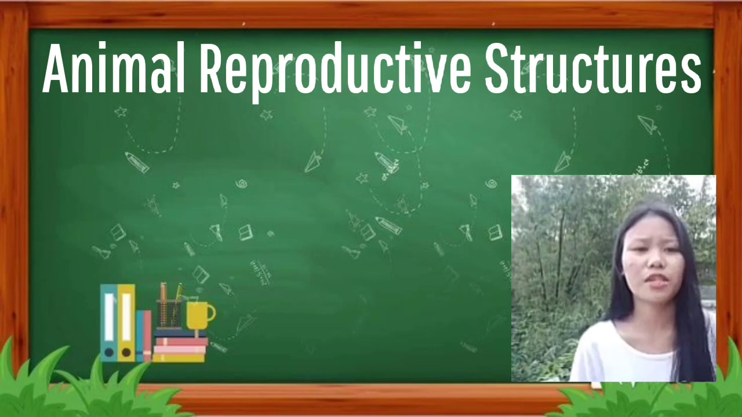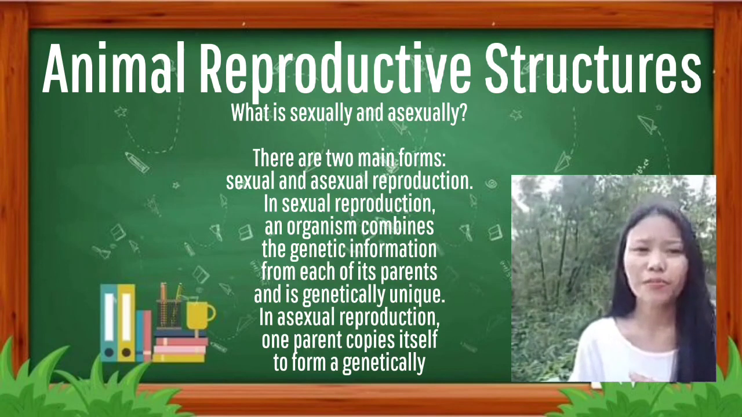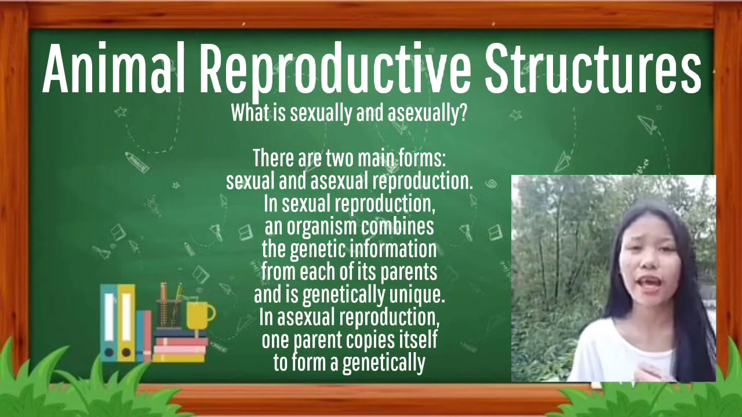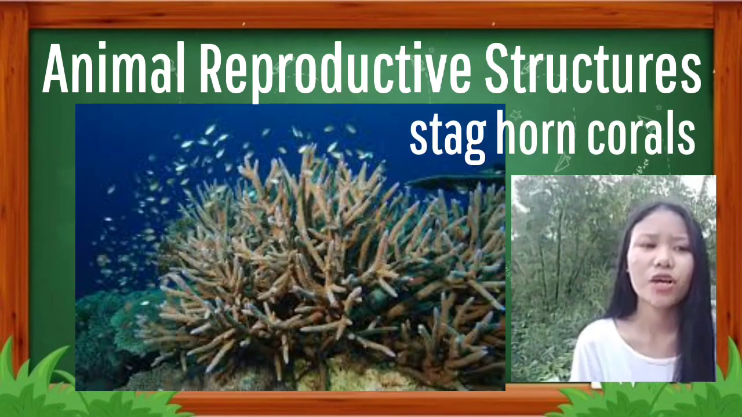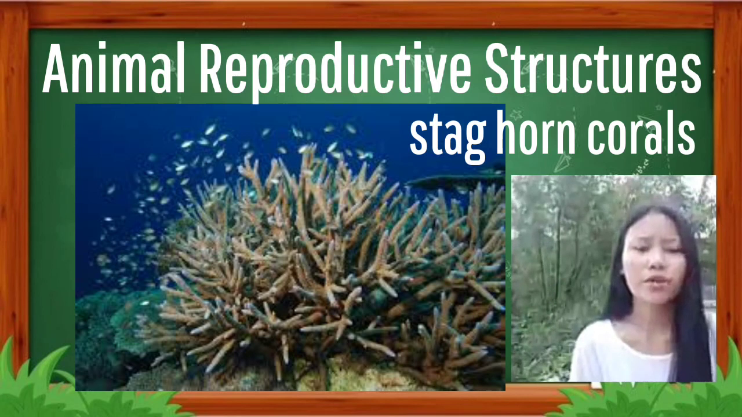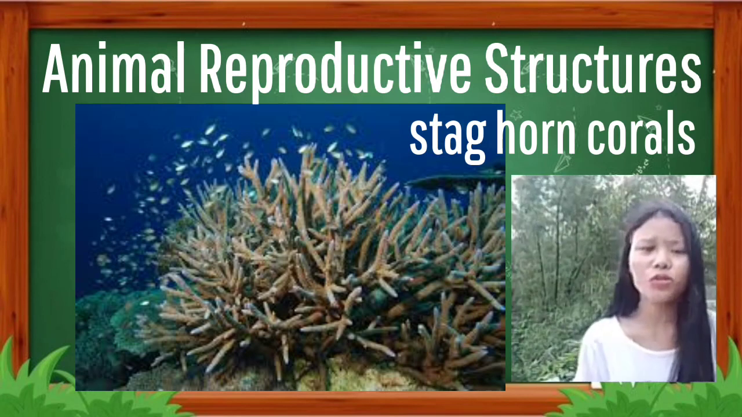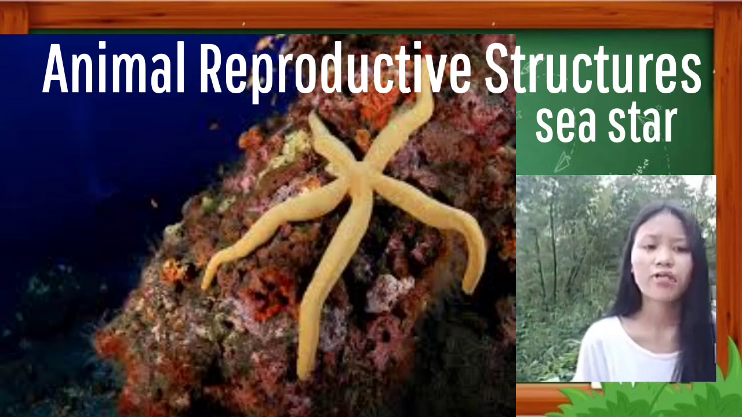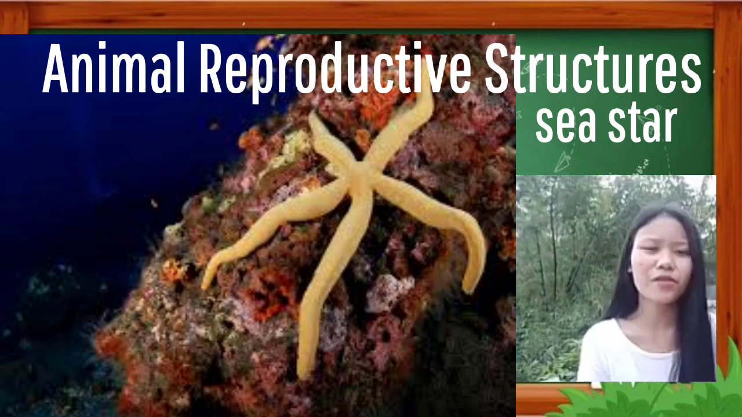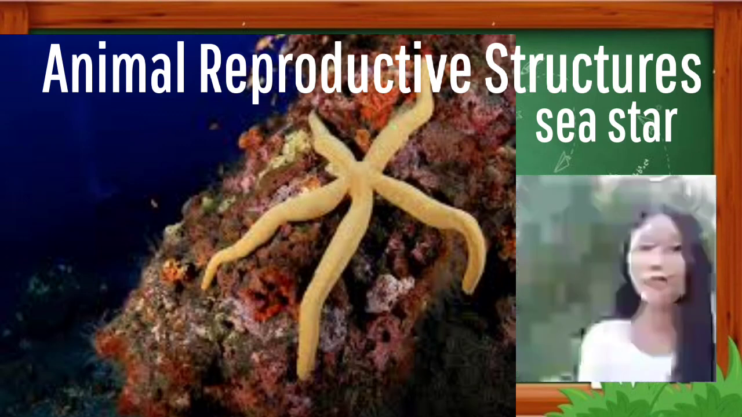Some organisms that reproduce sexually may also reproduce asexually. Among staghorn corals, broken segments of the colony may grow into new colonies. A sea star that lost some of its arms may grow or regenerate the lost parts to become a new individual.